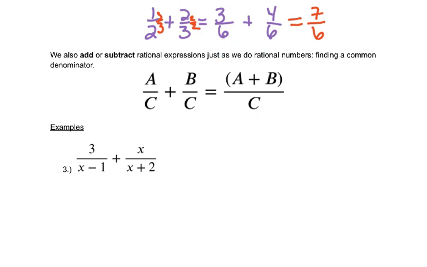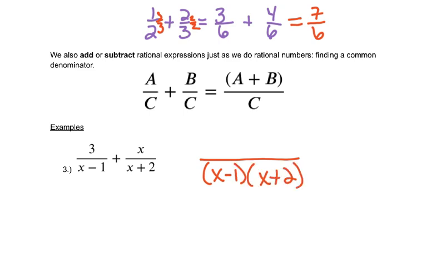So when we look at this first problem here, I have two rational expressions. One has a denominator of x minus 1, the other, not the same, a denominator of x plus 2. So together, our common denominator will be x minus 1 times x plus 2.